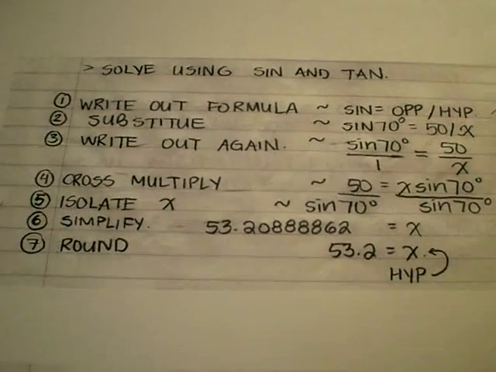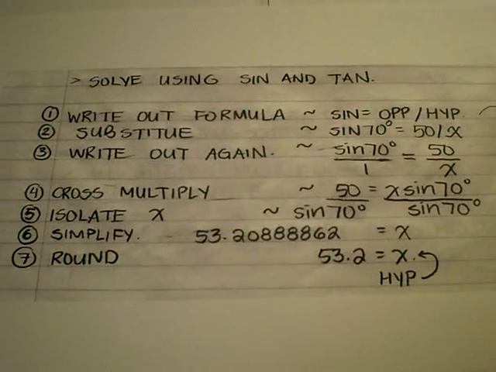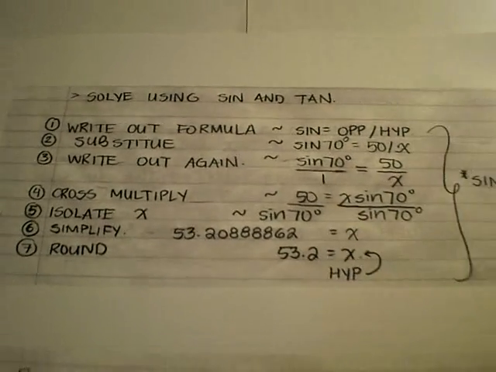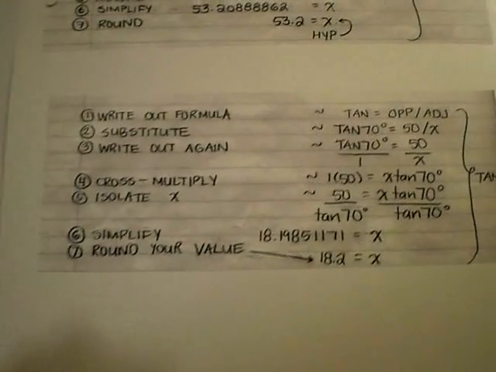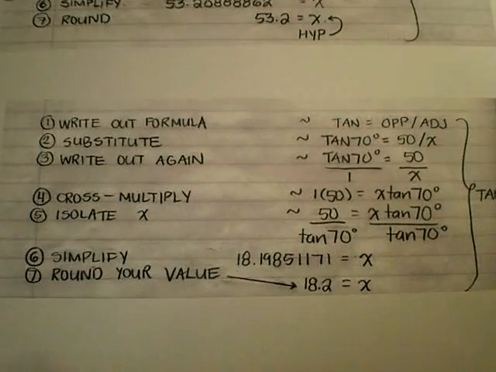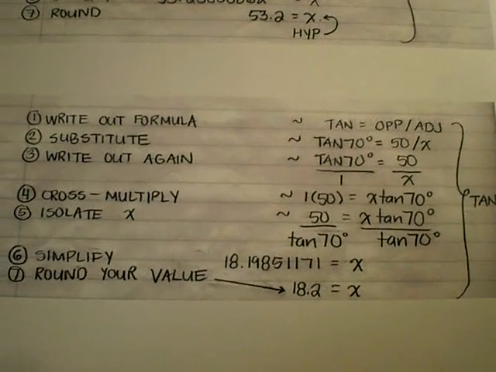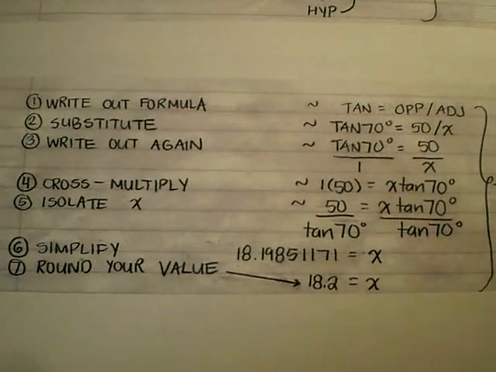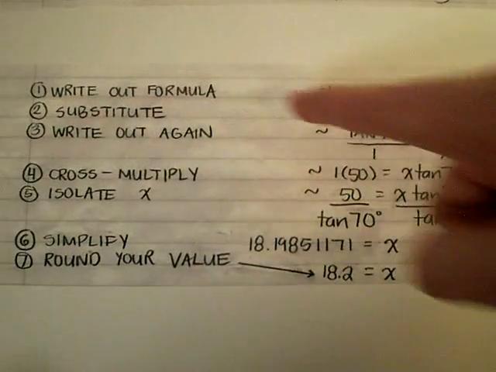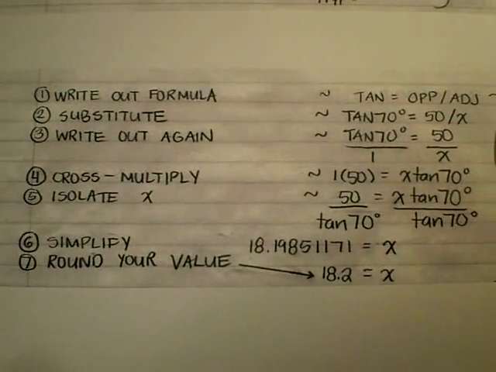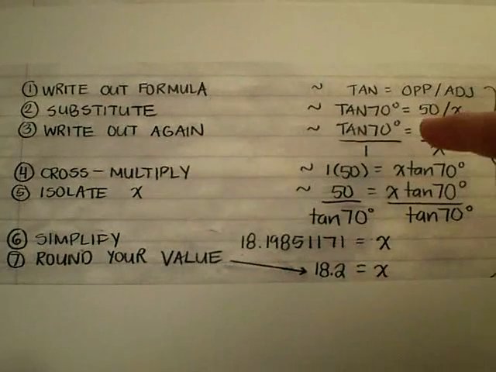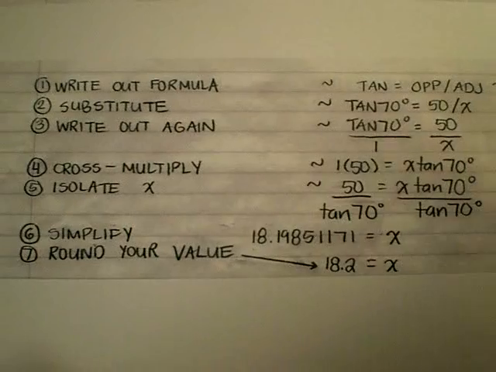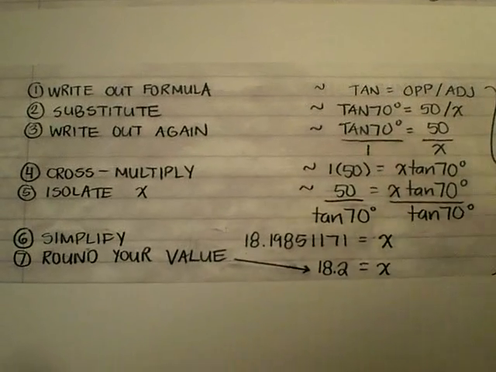Now this way we have found using sin. Using sin, we found out the hypotenuse side. Now let's see when we use tan, what will that give us? Let's have a look at tan. Again, when using tan, we write out the formula accordingly. Tan equals opposite over adjacent. We substitute the values accordingly. Tan of 70 equals opposite 50 over adjacent. In this case, that is x.